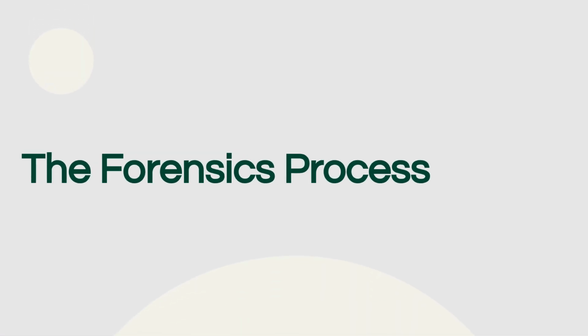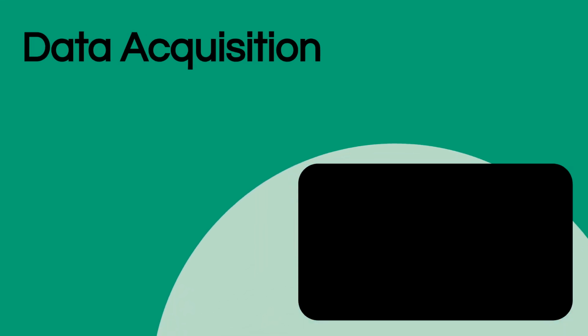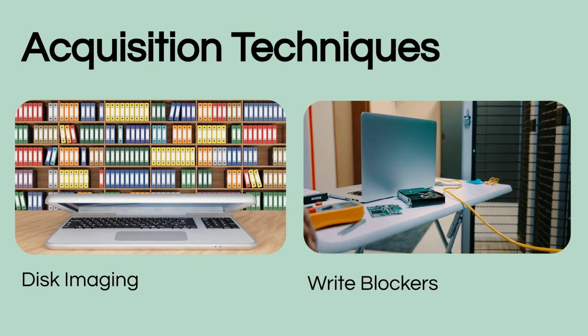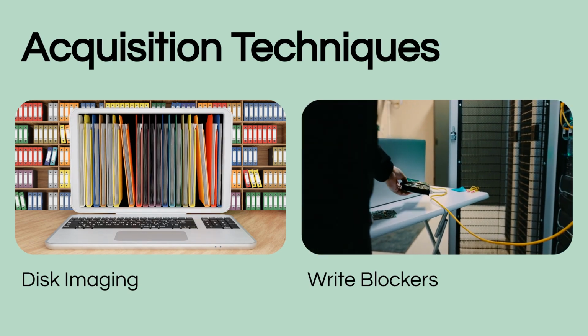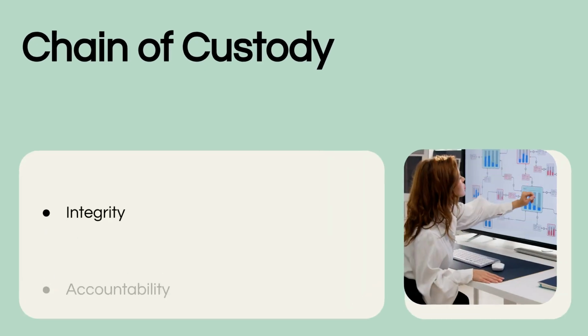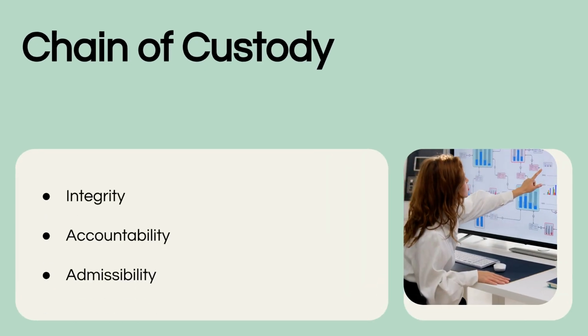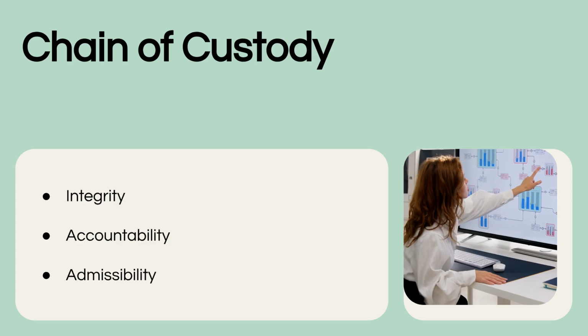The forensics process follows a strict methodology to ensure the integrity of the evidence. Data acquisition is the first critical step, creating an exact, forensically sound copy of the original data source. This involves techniques like disk imaging to create bit-for-bit copies and using write blockers to prevent any modification to the original evidence. Maintaining the chain of custody is non-negotiable. It documents who handled the evidence, when, and why, proving its integrity in court.